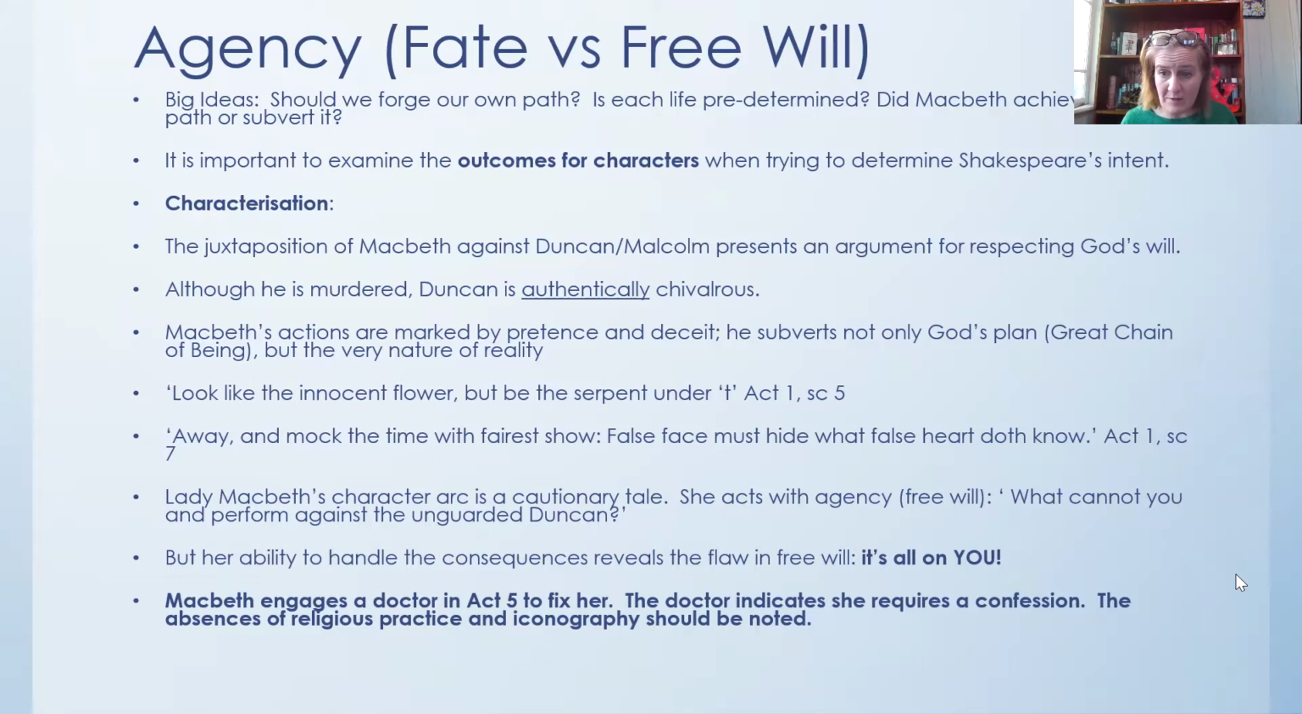Lady Macbeth names it in Act 1, Scene 5. And ultimately, Macbeth takes that on board by Act 1, Scene 7 before we actually kill Duncan. Lady Macbeth's character arc, while her downfall parallels Macbeth's, is not aimed in quite the same way. So Lady Macbeth's character arc is a cautionary tale.